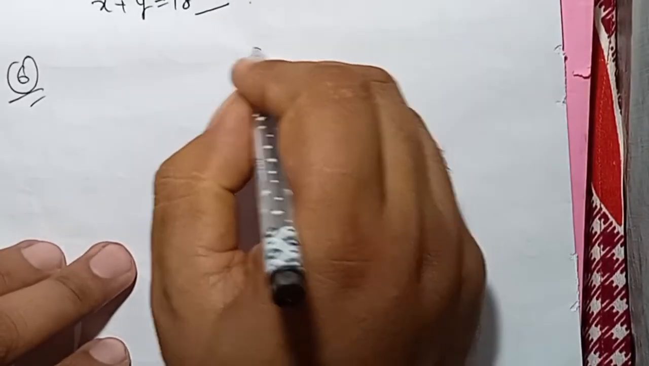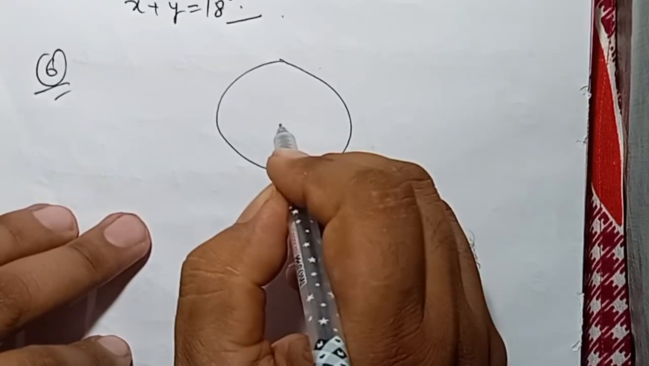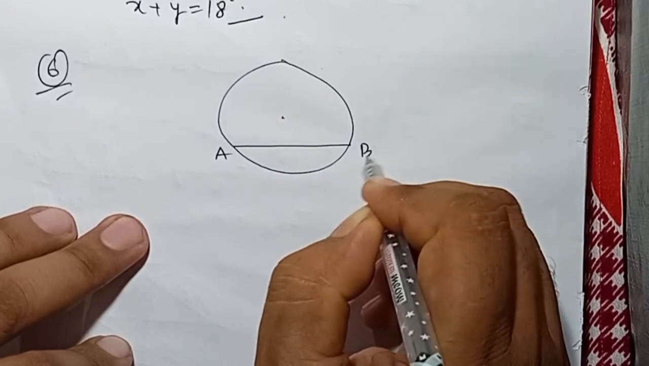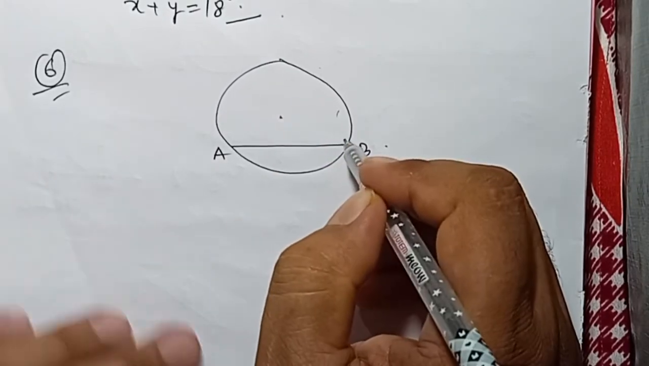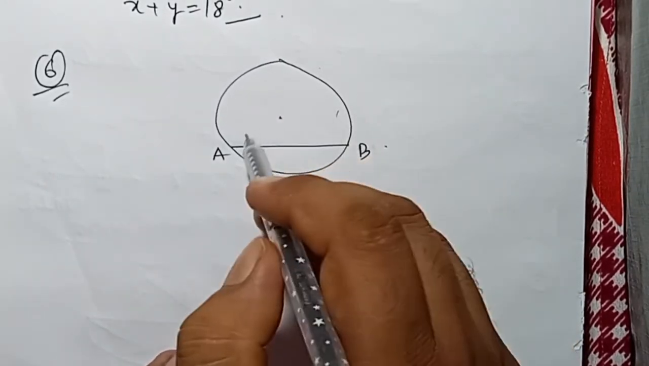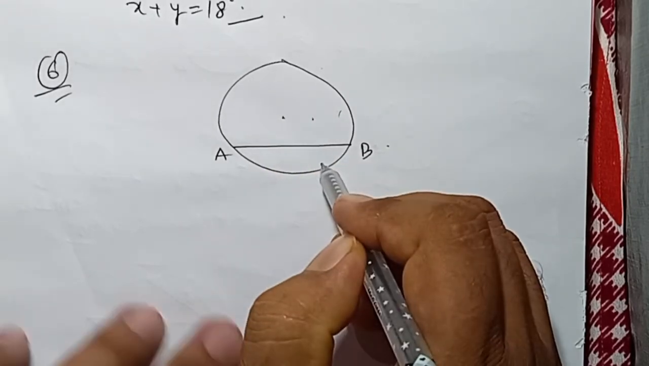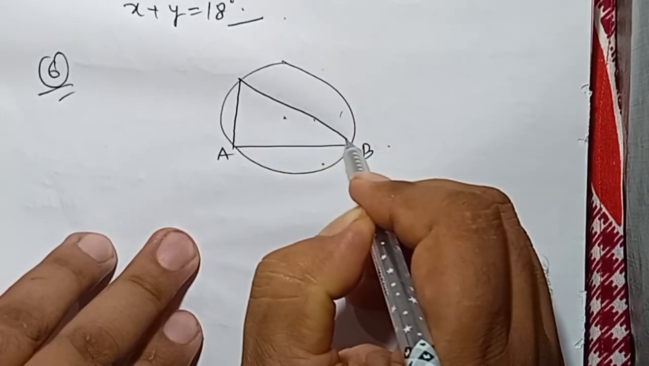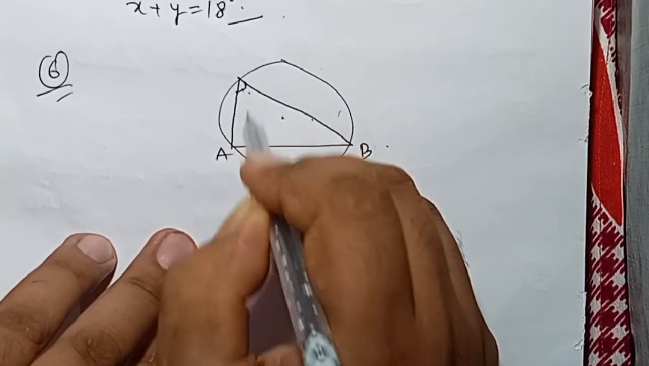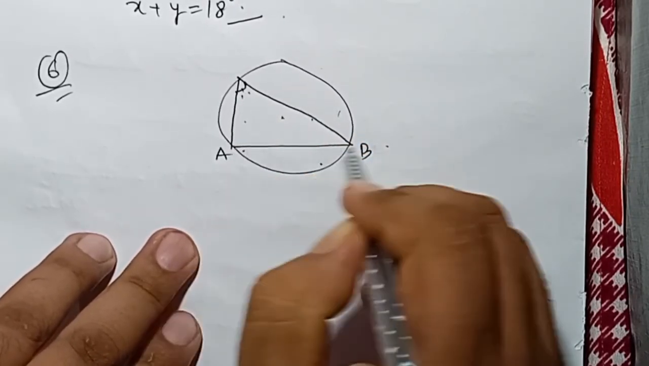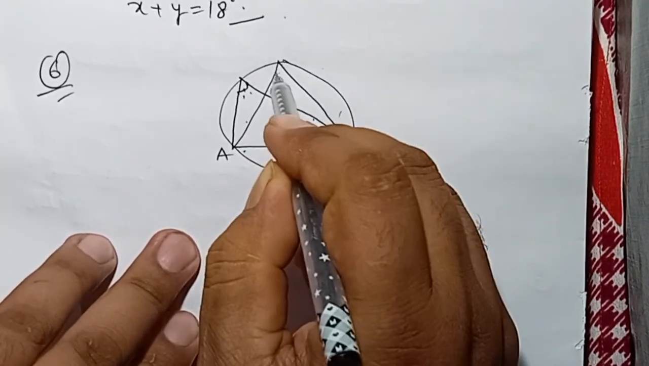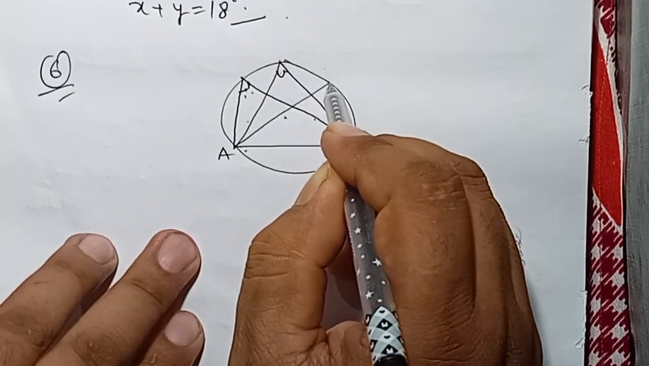And the sixth one we should remember: angles in the same segment are equal. What is that? If I draw the circle here, here is a chord AB. This chord divides the circle into two segments, one major and one minor. You can see this is the angle in a segment. This angle's opposite side should be this chord, and this is another angle in the segment, and this one is another angle in the segment.